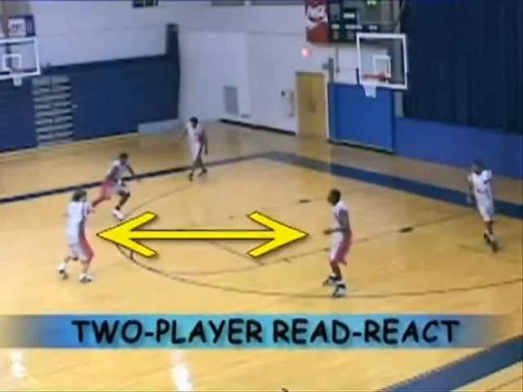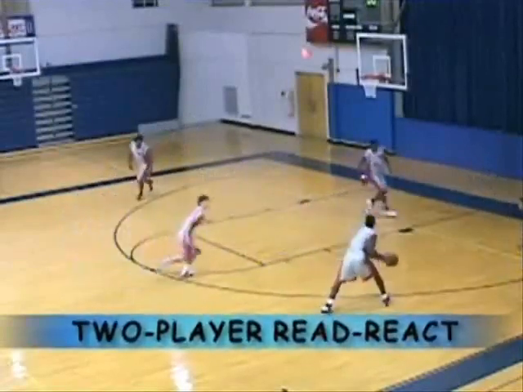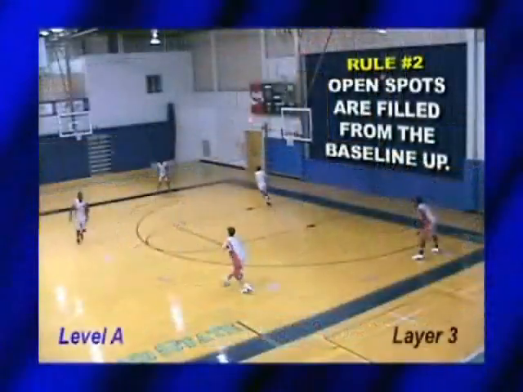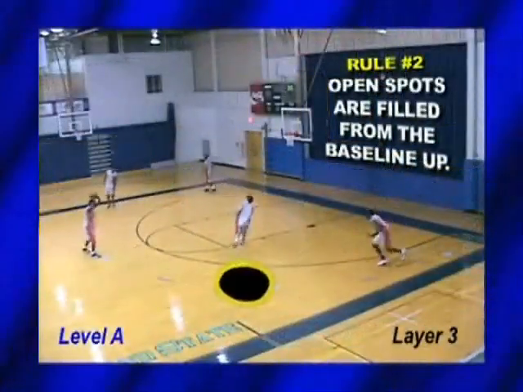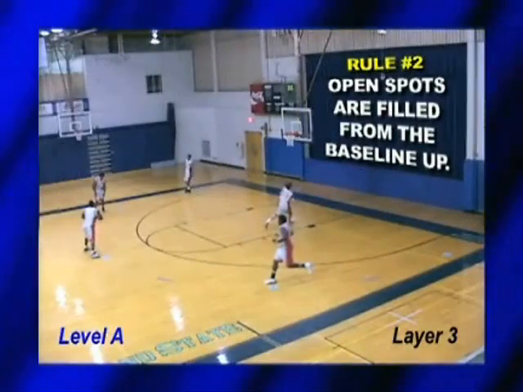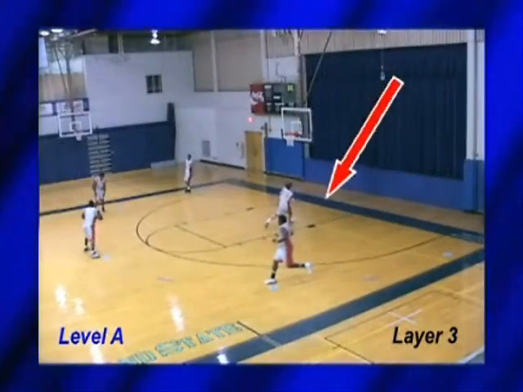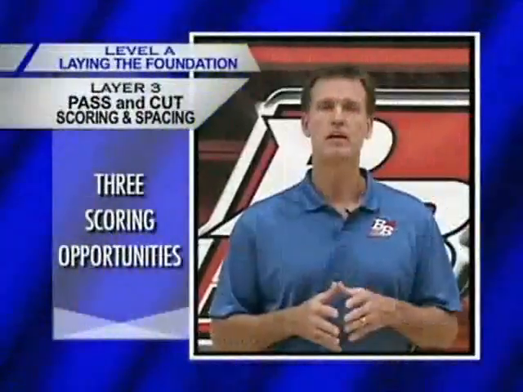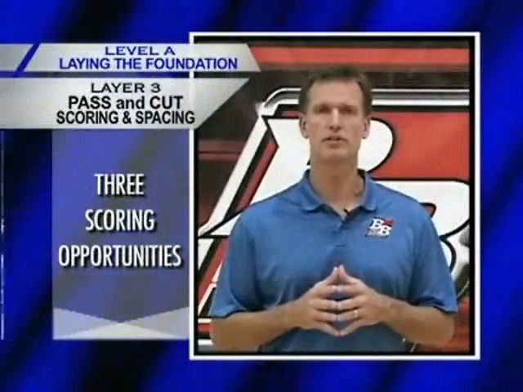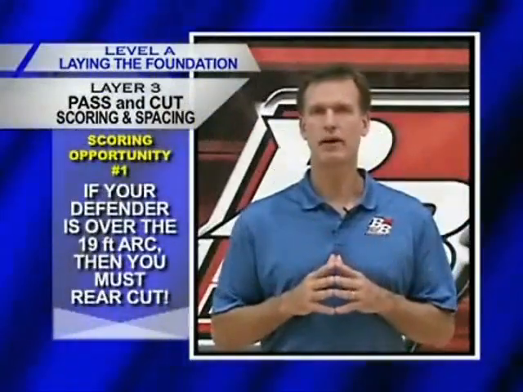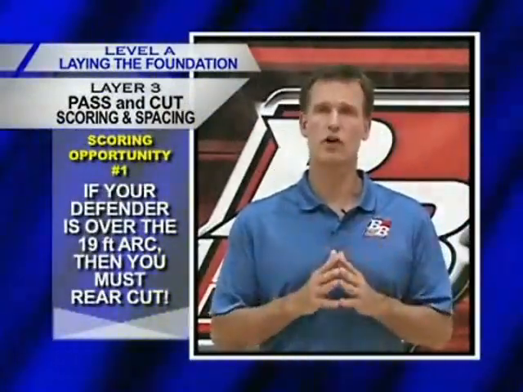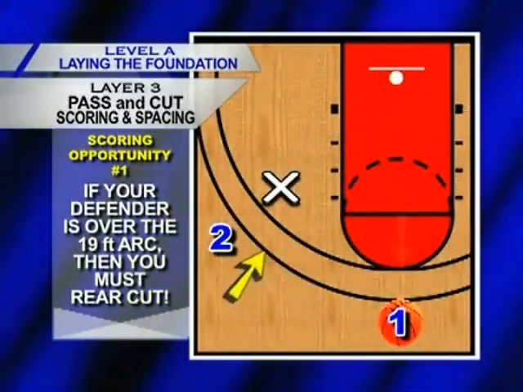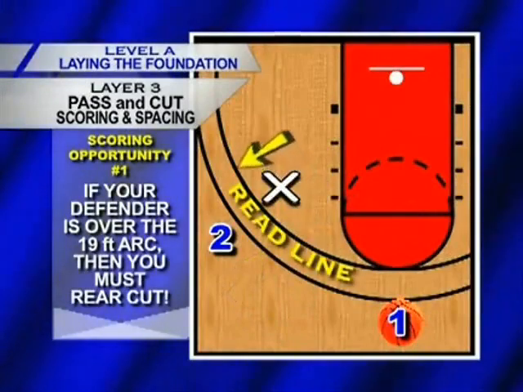And this is a 2-player reaction that must be drilled to the point of habit in this layer. Rule number 2, open spots are filled from the baseline up as quickly as possible. This will leave the basket cutter with an empty spot that he can fill after completing his basket cut. Now for the 3 scoring opportunities. Before a pass can be made, we must be sure the receiver is open. We do this by playing on the NBA arc while using the 19-foot arc as a read line.